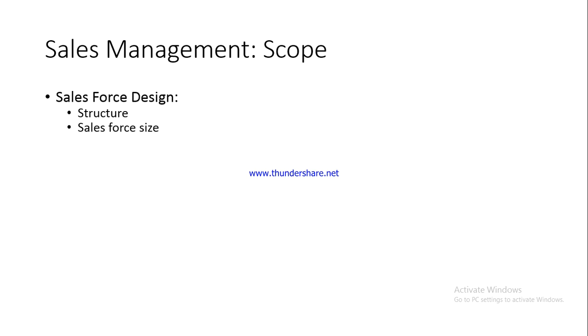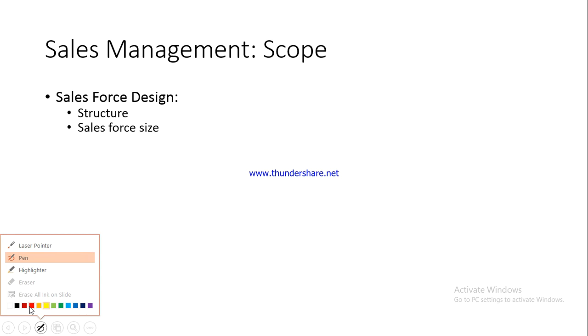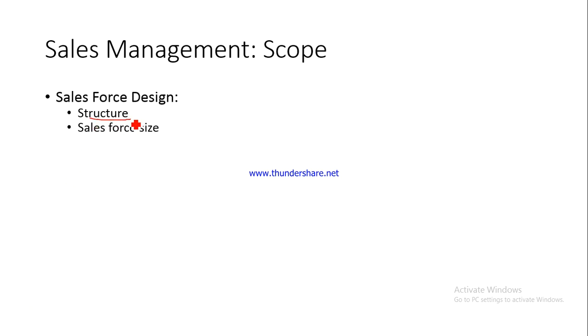So the first thing that we have to do is design the sales force. What do we mean by this? We have been talking about sales management being the management of the personal selling force. So a company has a personal selling force, the sales force, and they have to manage that particular sales force. The first thing you have to do is design the sales force. And within the design there are two things which we'll be talking about in more detail later on. The first thing is the structure of the sales force.